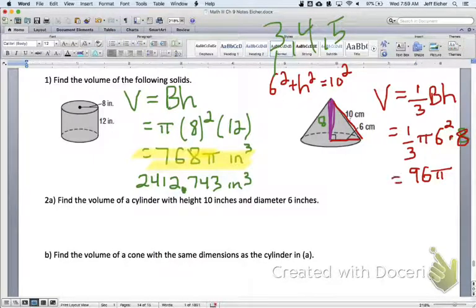So you would get an answer if you want to multiply it out: 301.593. We'll round to 3 decimal places in honor of Mr. Shields, who likes that. Cubic centimeters would be our units. But again, you can leave it like that. And we have 96 pi cubic centimeters.